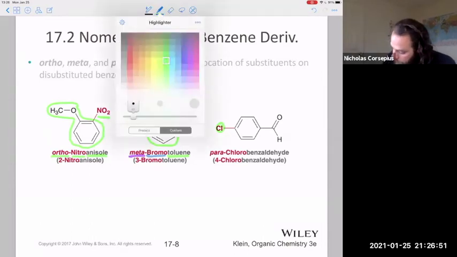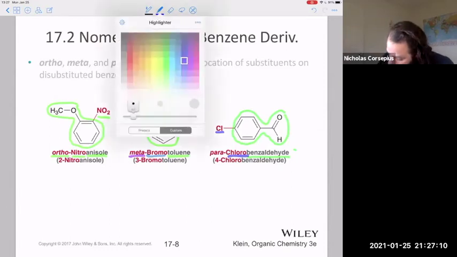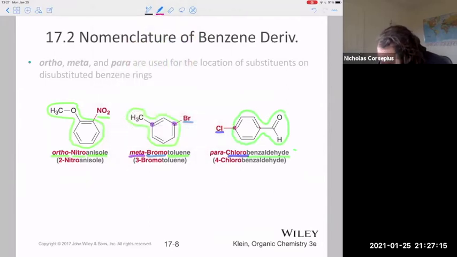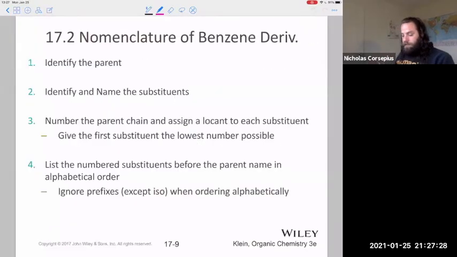Keep on going here. So find the parent chain. In this case, this guy is our special parent chain. That is benzaldehyde. It has a chloro substituent, so it's chlorobenzaldehyde. And then they are located 1, 2, 3, 4, 1,4 apart, which is para, on opposite sides. Okay, so it's para-chlorobenzaldehyde. Okay, cool.